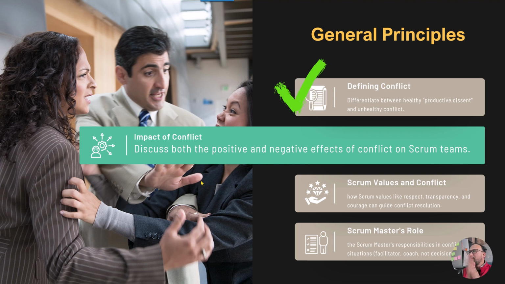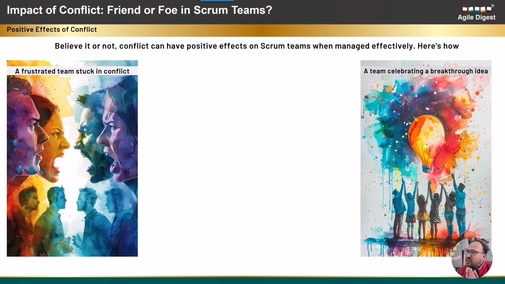We already talked about what conflict is. Now, what's the impact? Discuss both the positive and negative effects of conflict on Scrum teams. Believe it or not, conflict can have positive effects on Scrum teams when managed effectively. A frustrated team stuck in conflict can turn into a team celebrating a breakthrough idea.